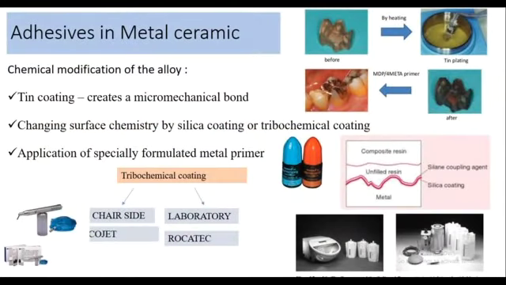Now coming on to the adhesives in metal ceramics. These adhesives in metal ceramics can be chemically modified. They can be either tin coated, or the surface chemistry can be changed by silica coating or tribochemical coating, and also by application of a specifically formulated metal primer. This tribochemical coating can be either chair side or laboratory. If it's chair side, there's a system called Cojet, and if it's laboratory, it's a system called Rocatec. So these are the adhesives which are used for bonding the metal ceramic.